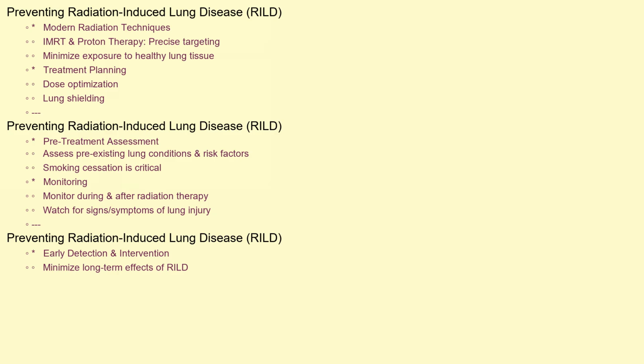Before starting radiation therapy, patients should be assessed for pre-existing lung conditions and risk factors. Smoking cessation is strongly recommended, as smoking increases the risk of RILD. During and after radiation therapy, patients should be closely monitored for any signs or symptoms of lung injury. Early detection and intervention can help minimize the long-term effects of RILD.